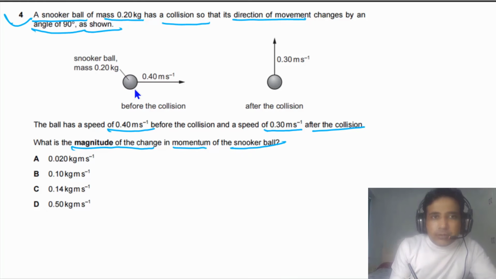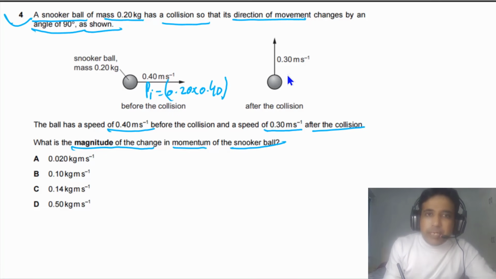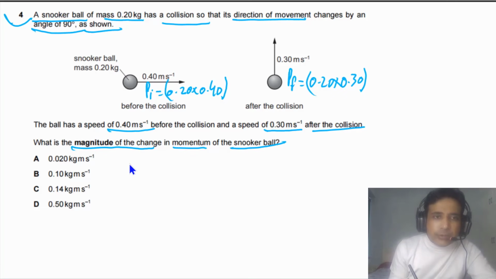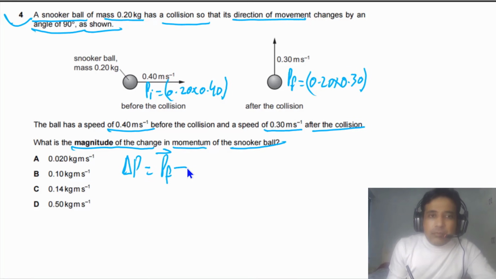So if you look at this ball, it has initial momentum. We can write that P initial is equal to the mass of the ball, 0.20, times the speed of the ball. And we can also write the final momentum for this ball: mass of the ball is 0.20 and the speed of the ball is 0.30. We need to calculate delta P, and delta P will be equal to P final minus P initial, and this is the change in momentum.